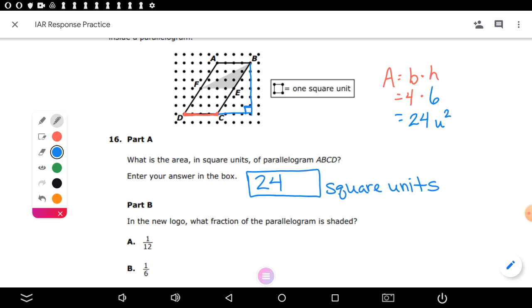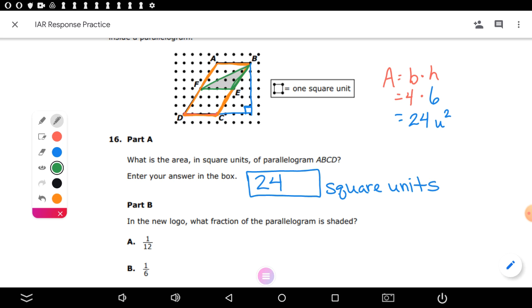In the new logo, what fraction of the parallelogram is shaded? So we're focusing back on the parallelogram. Okay, there's the parallelogram, and we're focusing on what fraction of it is shaded. So I'm going to darken in the outline of the shaded region. What can I do to figure this one out? Naomi, what do you think? There are different ways we could go. Find the area of it. Of the triangle? Okay, we can do that.